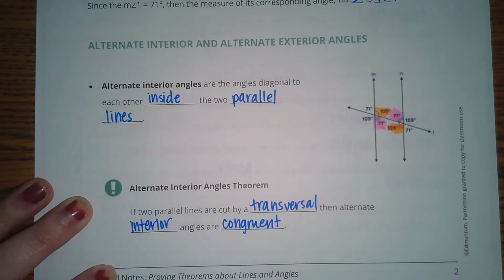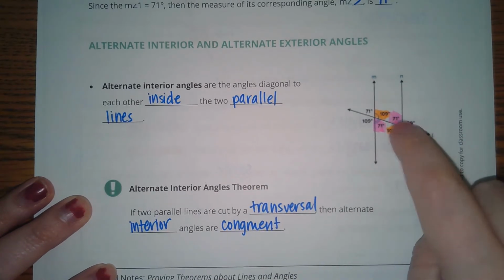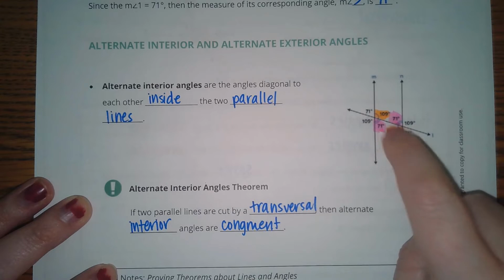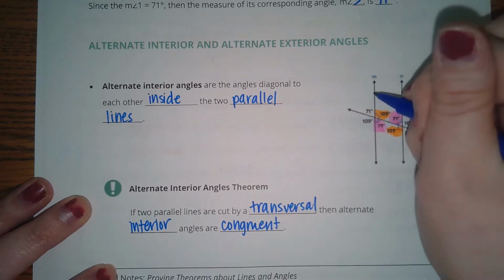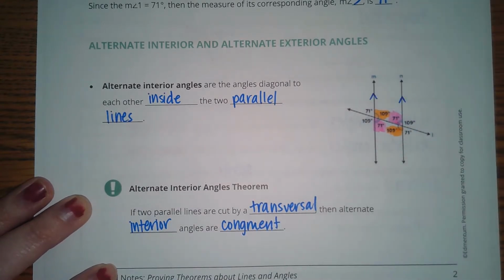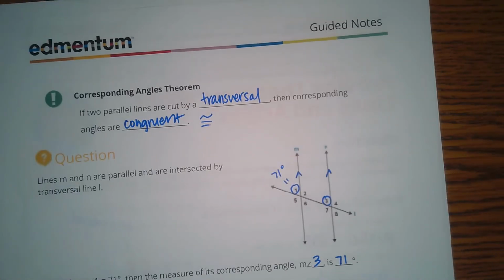And we can see that from the picture because I can see that my alternate interior angles have the same measure, and these two alternate interior angles also have the same measure. So if two parallel lines are cut by a transversal, just like these two are, then we can say that their alternate interior angles are congruent.